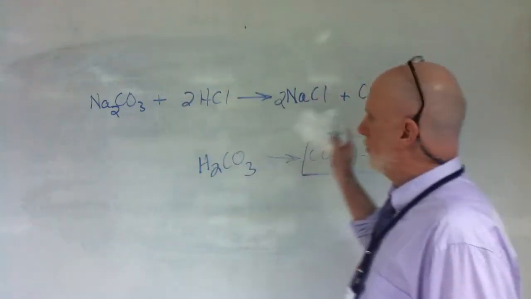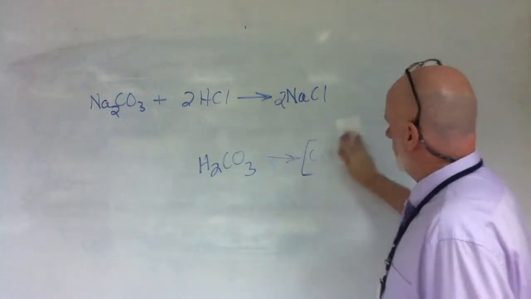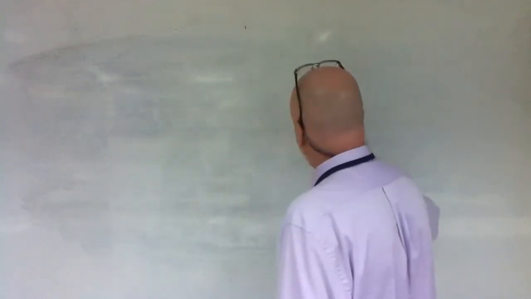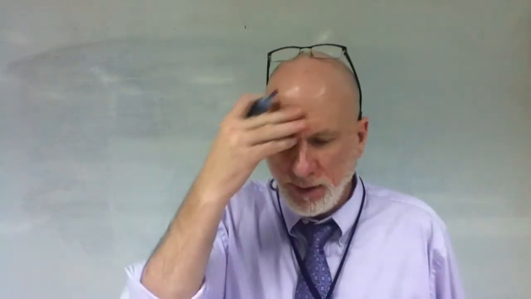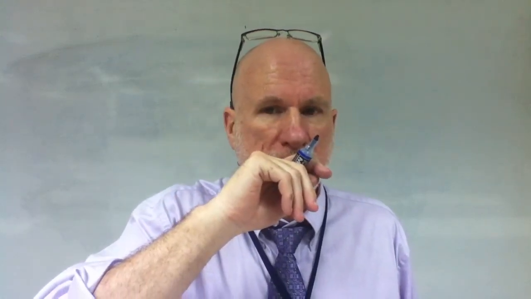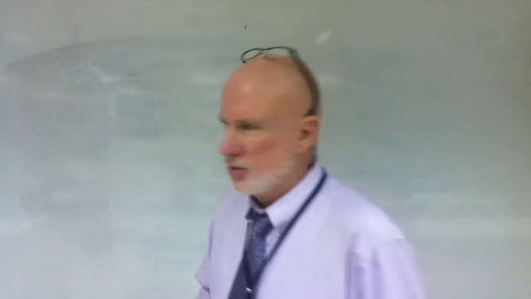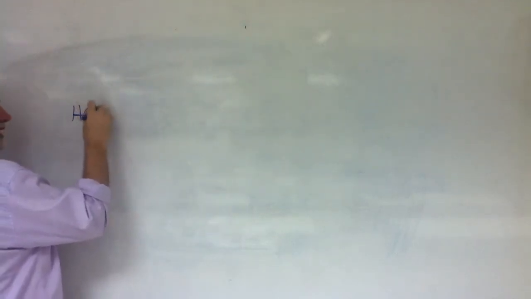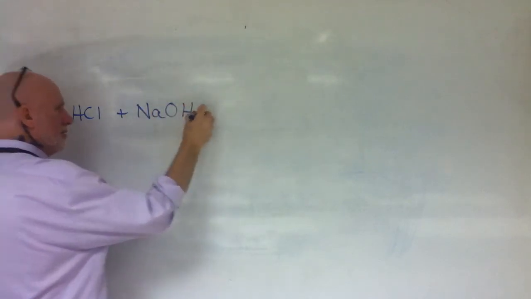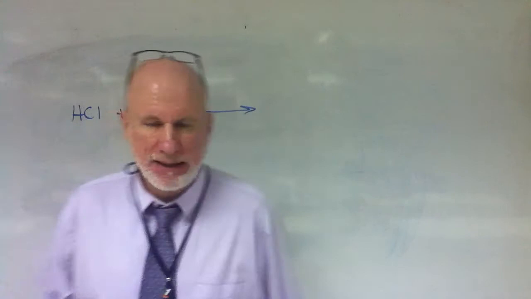Okay, so there's one more type of double replacement reaction. One more type. We have plenty of time to do that. The next kind is actually called a neutralization reaction. You take an acid, a strong acid, such as HCl, and sodium hydroxide, and it's an acid.